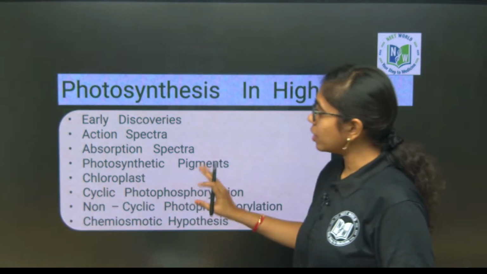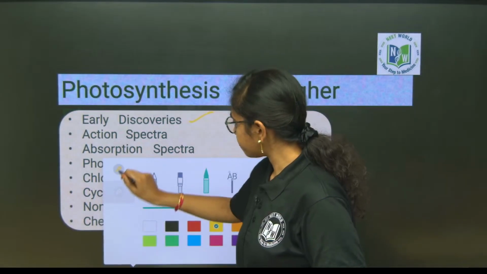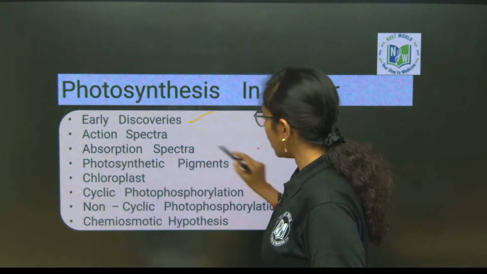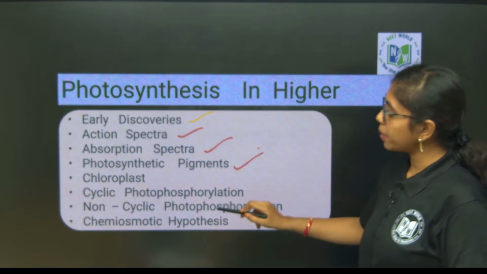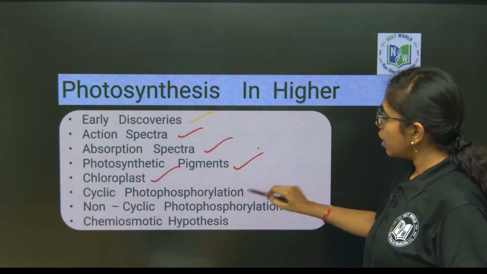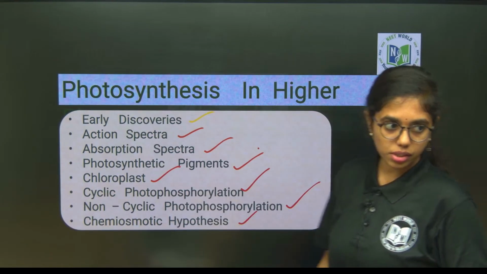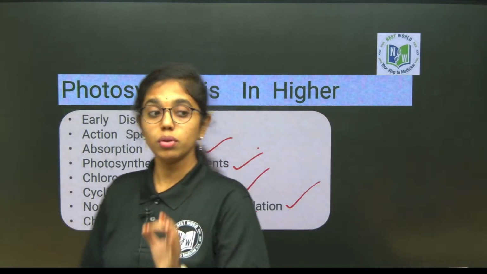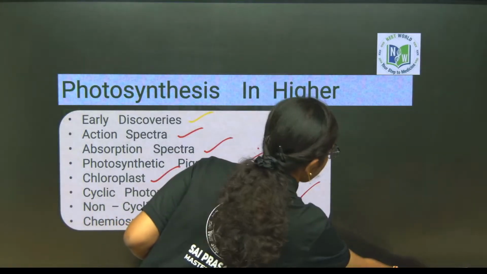Today we are going to deal with early discoveries, action spectra, absorption spectra, photosynthetic pigments, chloroplast, cyclic photophosphorylation, non-cyclic photophosphorylation, chemiosmotic hypothesis. Okay, so stay tuned and focus till the end of class. Fine. Anywhere, any doubt you can ask me, beta.